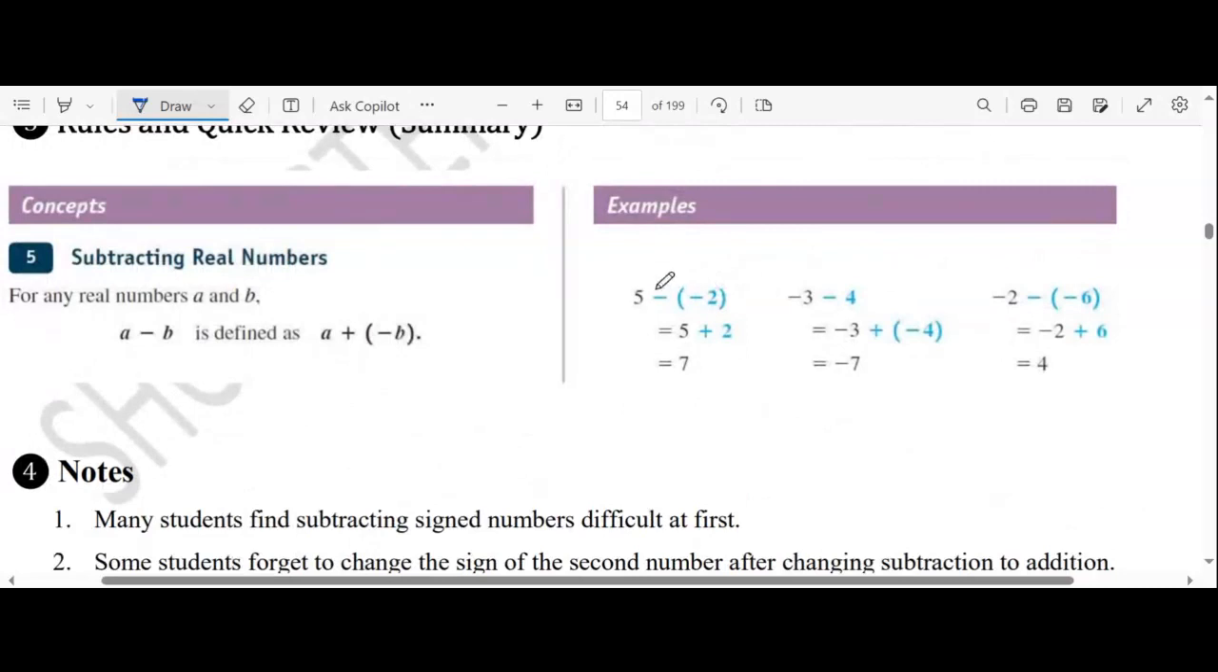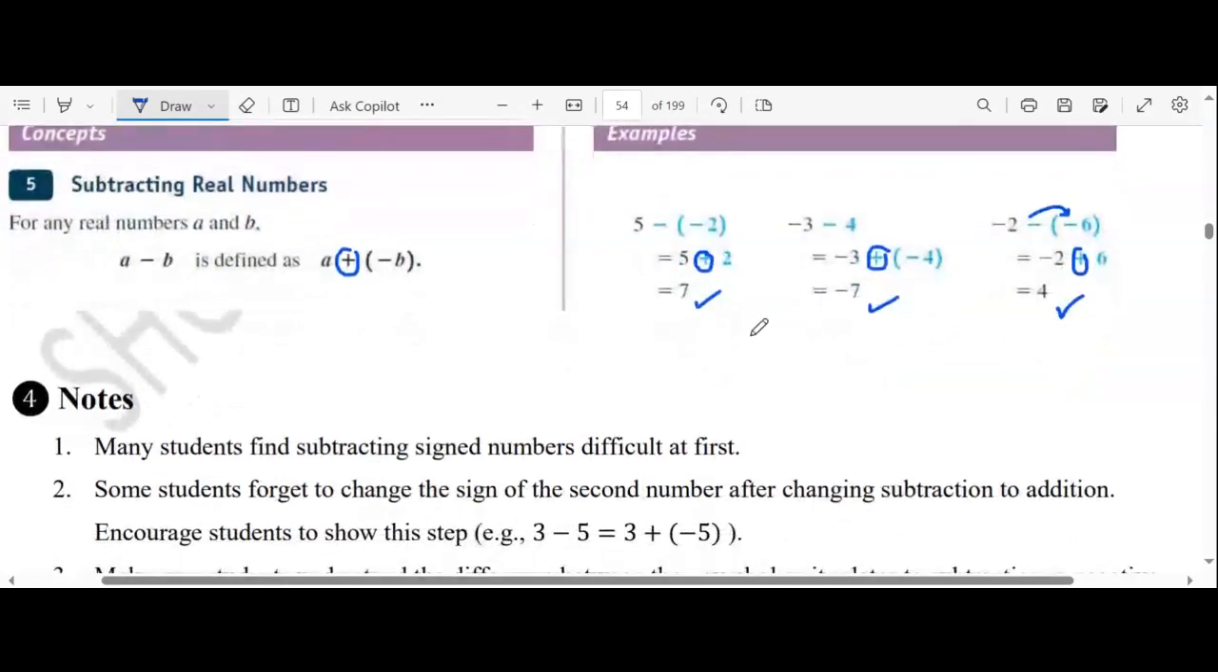So here, as you can see, if you have a minus b, you can write it as a plus minus b. Here I have 5 minus 2. Minus times minus. Minus 3 minus 4. Can I say minus 3 plus minus 4? Still the same answer. Negative 2 minus 6. Multiply, you get what? Exactly. So you're going to subtract and you get 4. Any questions?